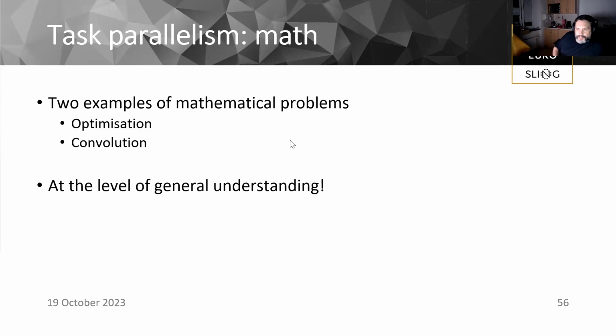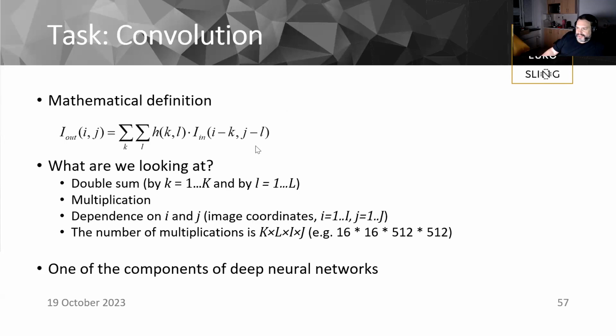So two mathematical problems we will talk about are optimization and convolution, at the level of general understanding, and we will see how they map to parallel processing. Convolution is, again, don't be afraid about this equation. Convolution is basically the following procedure. We have a double summation, running over K and L, and multiplication of this function H and the, let's say, image or some bigger matrix here. So what does this do? In each step, capital K times capital L steps, it does the multiplication, and then it sums all of these products together.